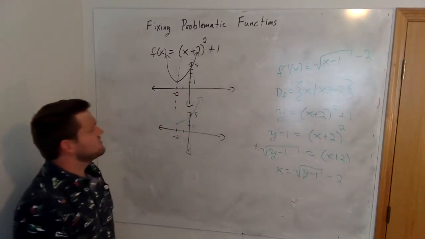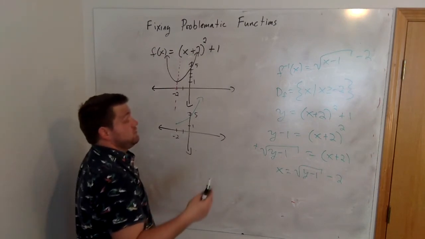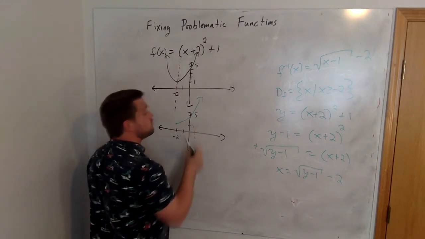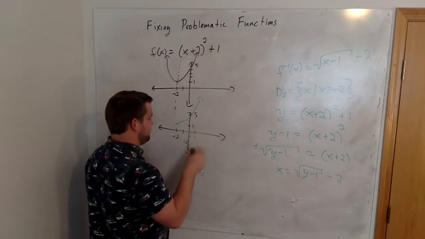Let's go ahead and sketch this. So what is this? This is the square root function. It's shifted to the right 1 unit and down 2 units. Negative 2. So we're right here.